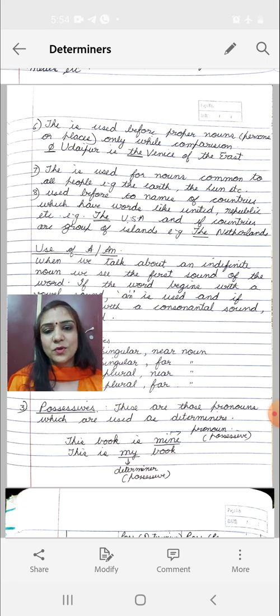Now we come to where to use a and an. Obviously, first of all, after looking at the word, I'll see. If I'm talking in a general sense, I'll not use any article. If I'm talking about a particular common noun, I'll use the. If I'm talking about any common noun, I'll use a or an. Now I will see the sound, the first sound of the word. If the first sound is a vowel sound, I'll use an. If it's a consonantal sound, I'll use a.